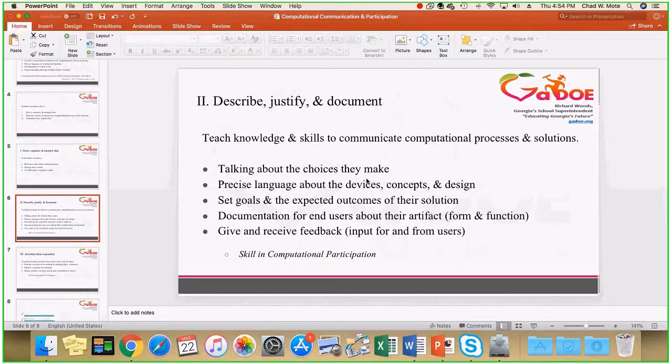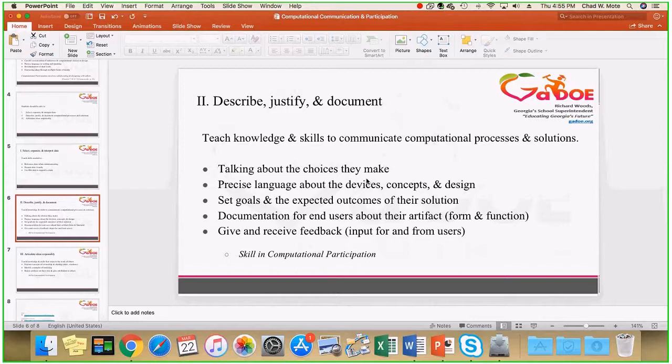So as students are working on a project, asking them questions around, why did you choose that particular color? Why did you choose that particular background? Does that take into account that you are trying to create something that's going to be for rural students in Alaska, or something of that nature? And then being able to use the precise language about the devices, the concepts, and the design.